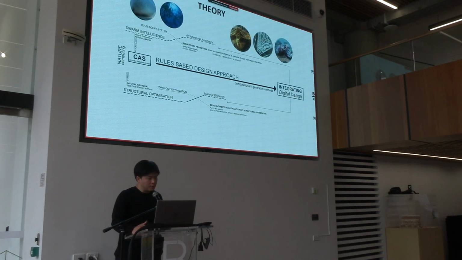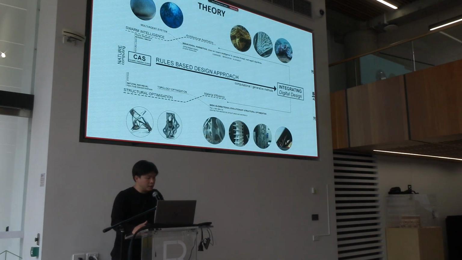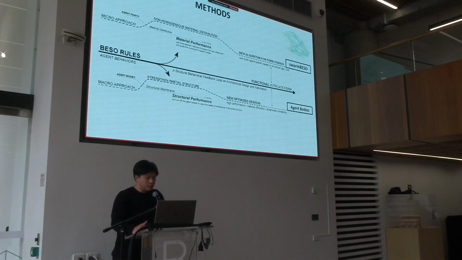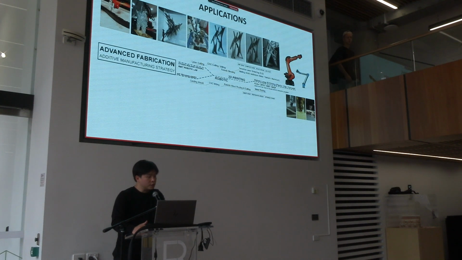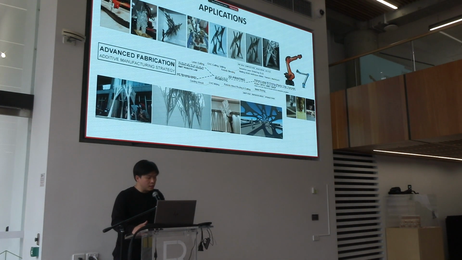Starting from the theory, I combine two different algorithms, the rules-based design approach of swarm intelligence and the topology optimization called the BESO method, to integrate these two for digital design. To realize them, I developed two methods: one is the swarm BESO method, another one is the agent body method. We use these two methods to realize some intricate designs. Then we use robotics for the application: robotic fabrication and additive manufacturing, creating prototypes to test our design method and also the fabrication method.